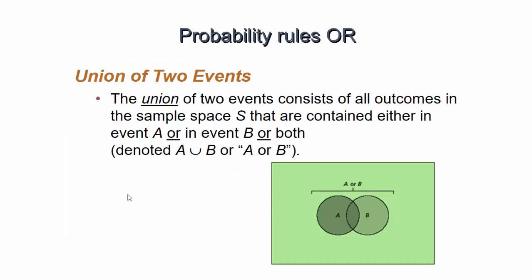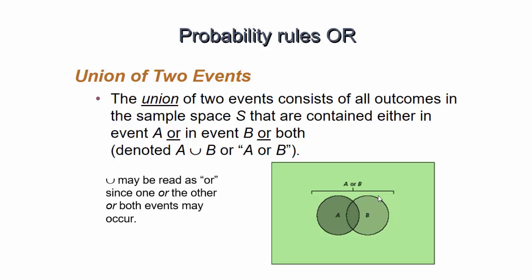The probability rules of intersection and union are termed as the probability rule for OR. OR represents union of two sets. The sample space S that is contained either in event A or in event B or in both is A union B, or otherwise understood as elements in A or in B. A or B includes all the elements in A as well as in B. The U is read as OR.